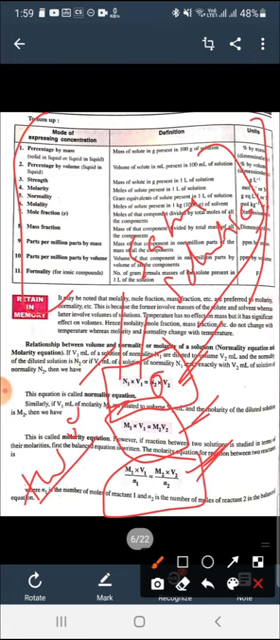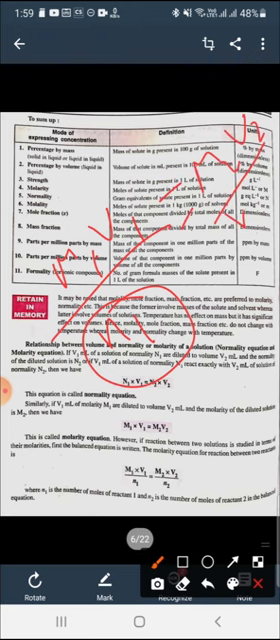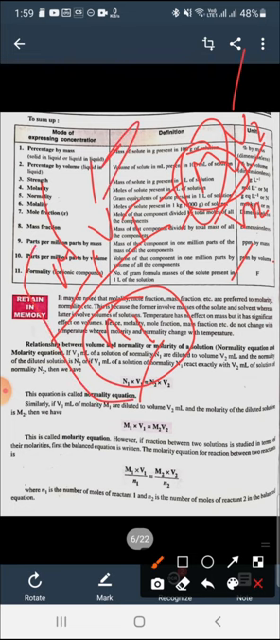This equation is mostly used from the practical examination point of view. So here M1 is the molarity of one particular substance, V1 is the volume of that substance, and n1 is the number of moles of that particular substance, equal to M2 V2 upon n2. If you want to calculate the molarity of any particular substance, you are given these values and M2 can be easily calculated. This is mainly used in practicals.